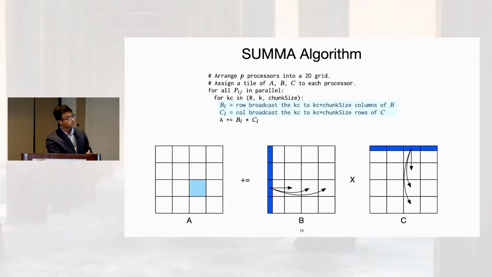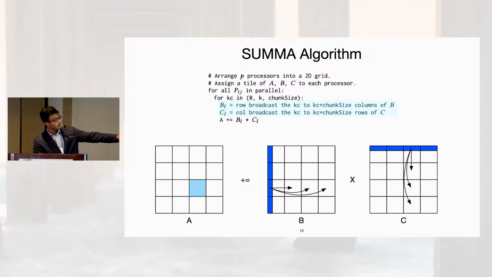The intuition for why this works is to consider that we're trying to accumulate this output tile in A that I've shaded blue here. The chunk of the vector it needs to outer product is going to be the piece of B within its current row in the processor grid, and it's going to need the current set of rows from its column in the processor grid from C. All right, so that's the basic idea of how the SUMMA algorithm works.